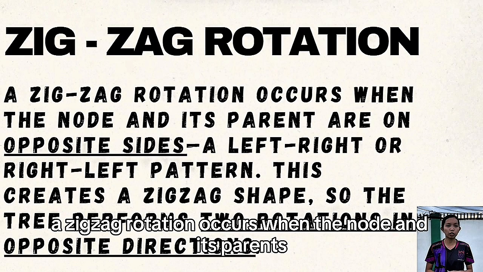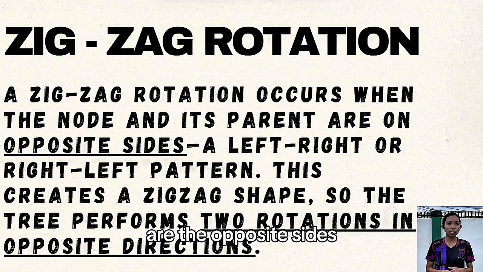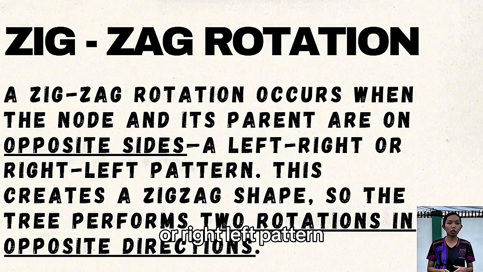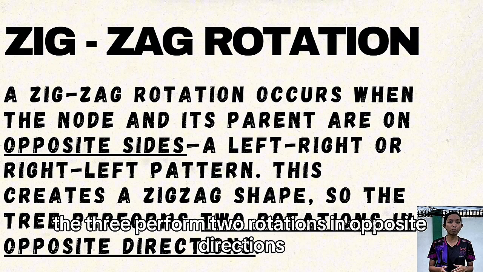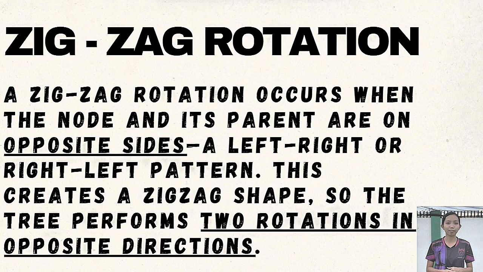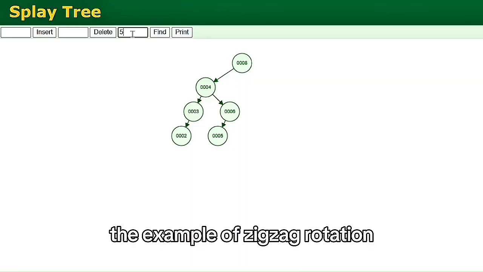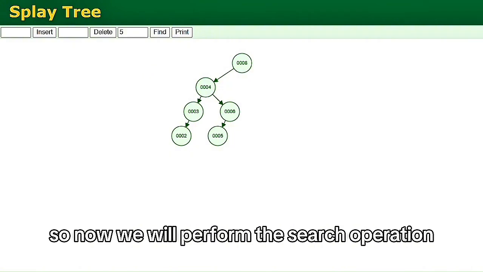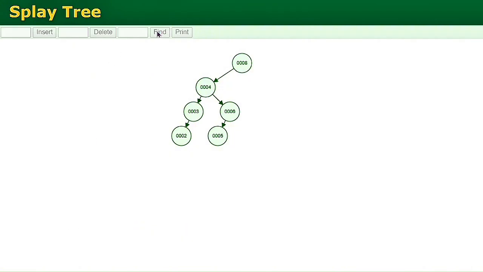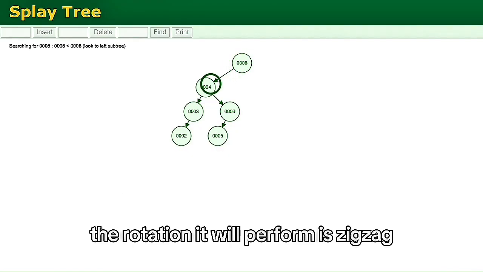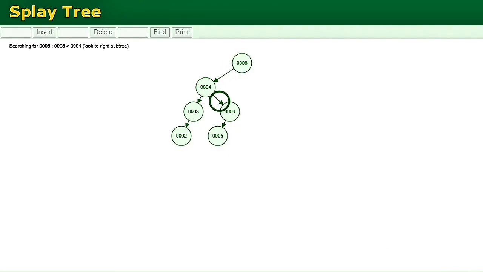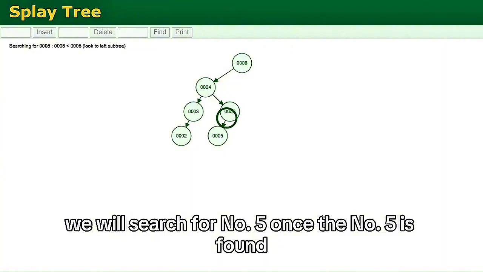A zig-zag rotation occurs when the node and its parent are on opposite sides, a left-right or right-left pattern. This creates a zigzag shape, so the tree performs two rotations in opposite directions. The example of zig-zag rotation. So now we will perform the search operation. We'll just find the node and that node is splayed to the root. The rotation it will perform is zig-zag. We will search for the number 5.